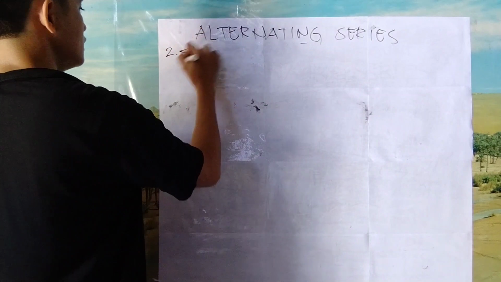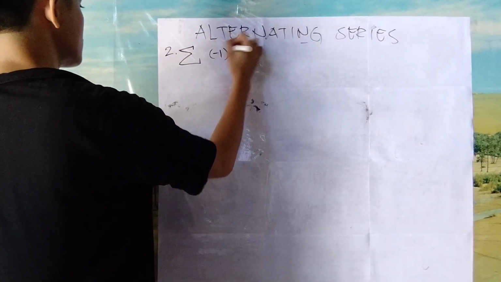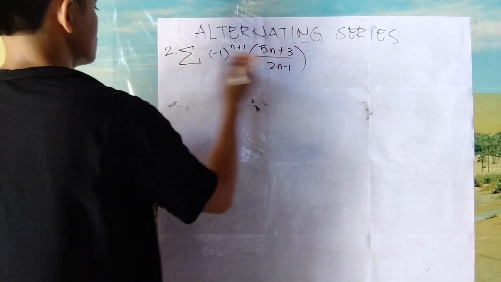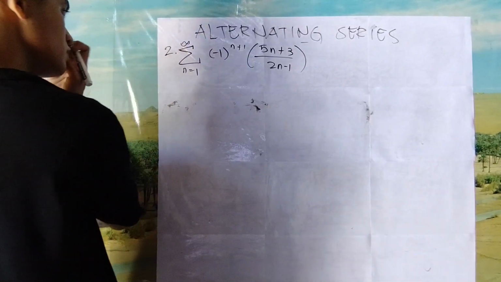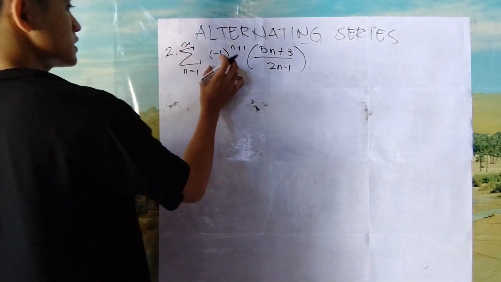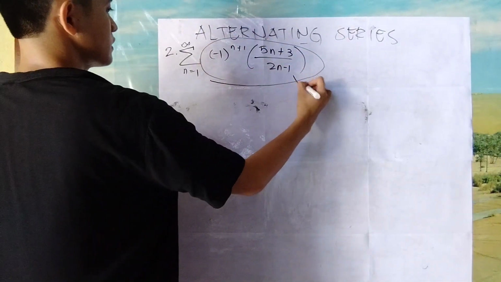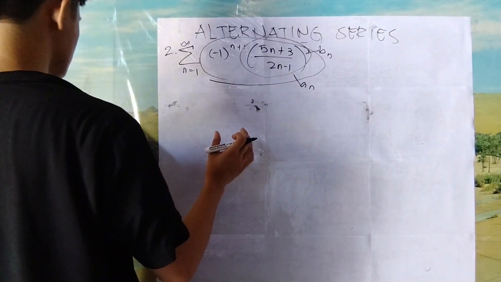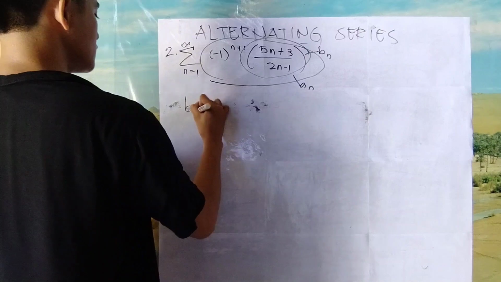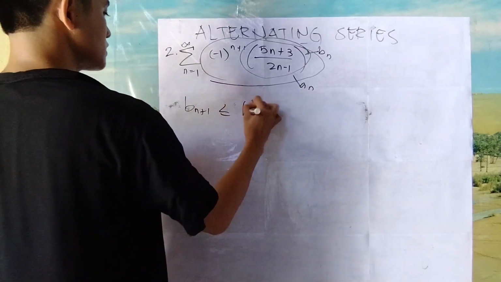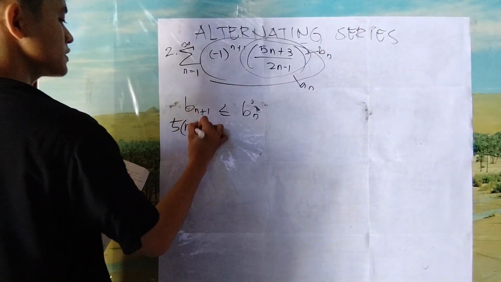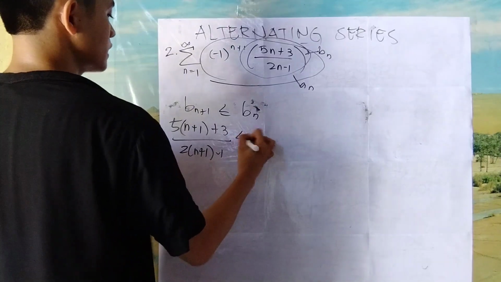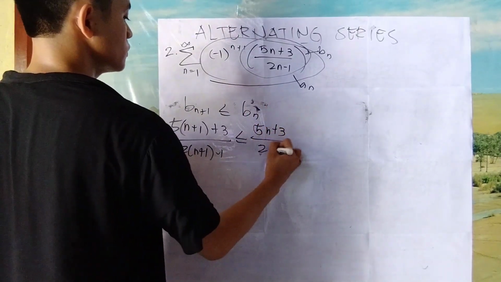Next example, we have the series of negative 1 raised to n plus 1 times 5n plus 3 over 2n minus 1, from n equals 1 to infinity. I said earlier that we will disregard the a sub n, so we will only use this b sub n. So b sub n plus 1 is 5 times n plus 1 plus 3 over 2 times n plus 1 minus 1, and our original is 5n plus 3 over 2n minus 1.